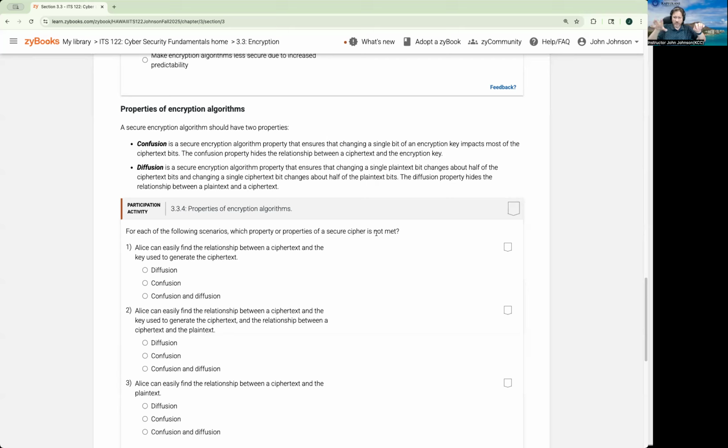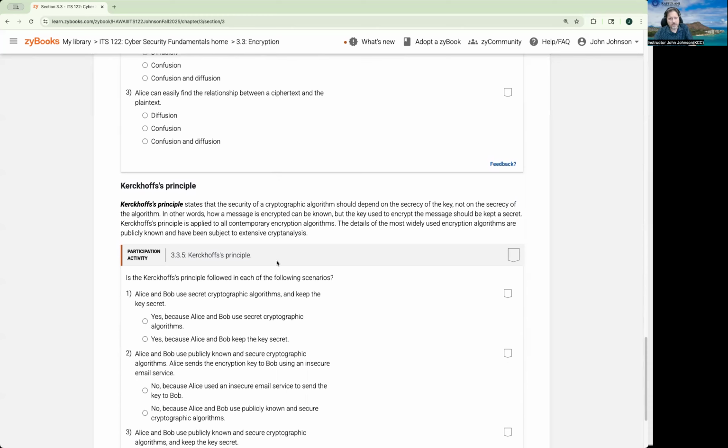Conversely, if you change a bit in the ciphertext, it should affect at least half of the bits in the plain text. So going each way, given the same key, changing a bit of the plain text should affect at least half of the resulting ciphertext. And going back the other way, if you change a bit in the ciphertext, it should change at least half of the bits in the original plain text. That property is known as diffusion.